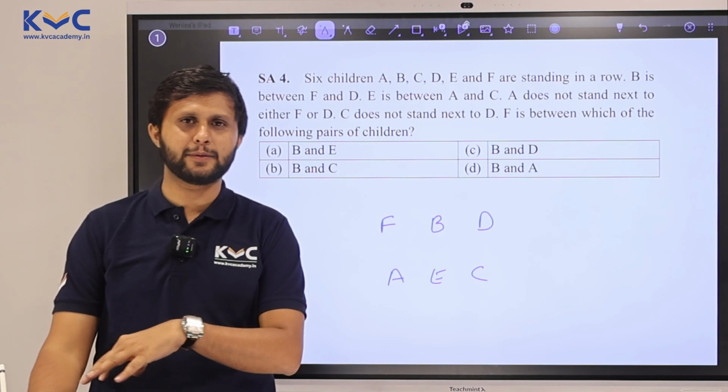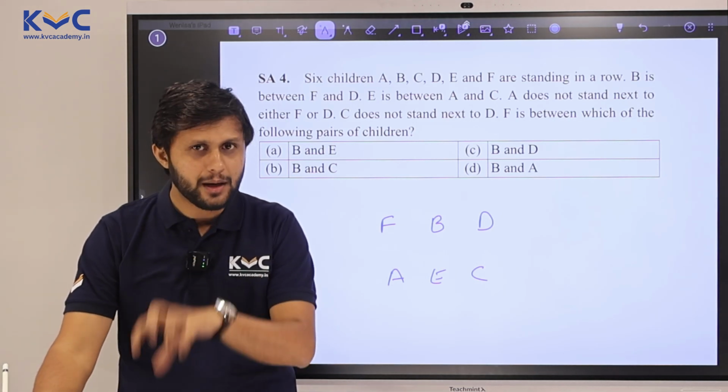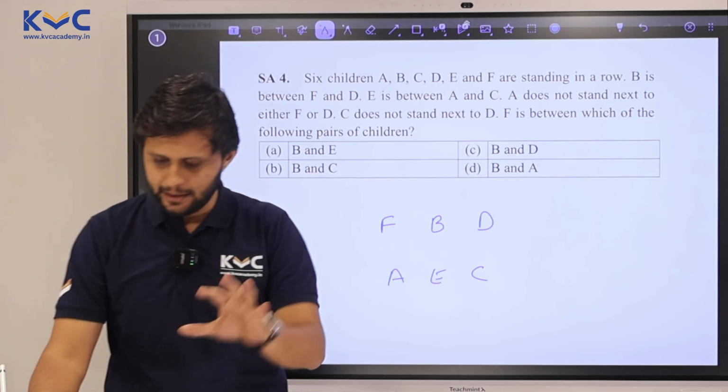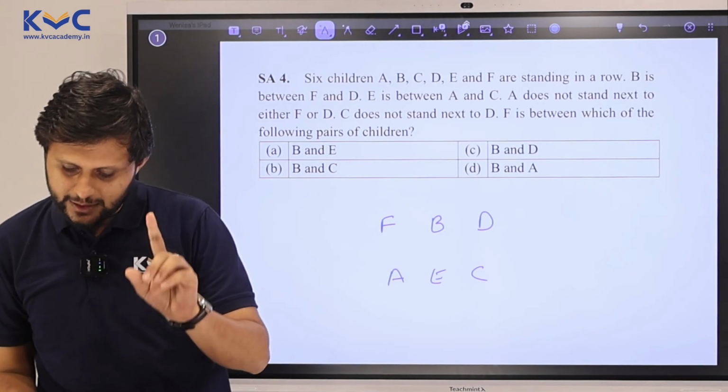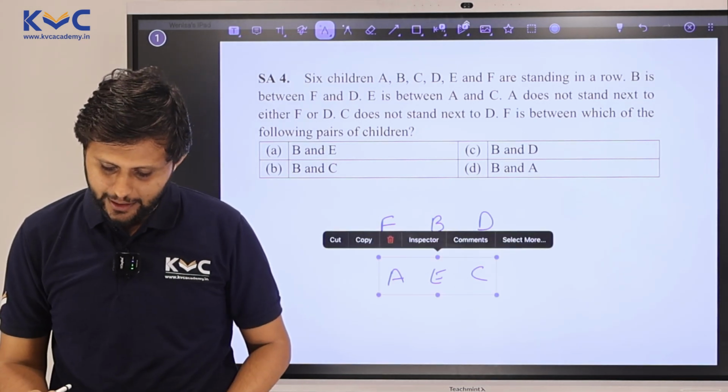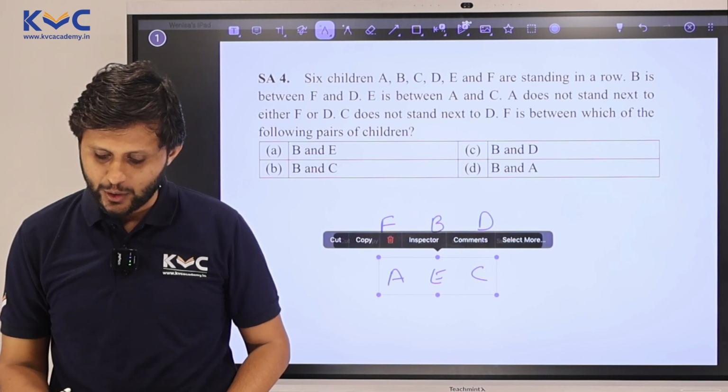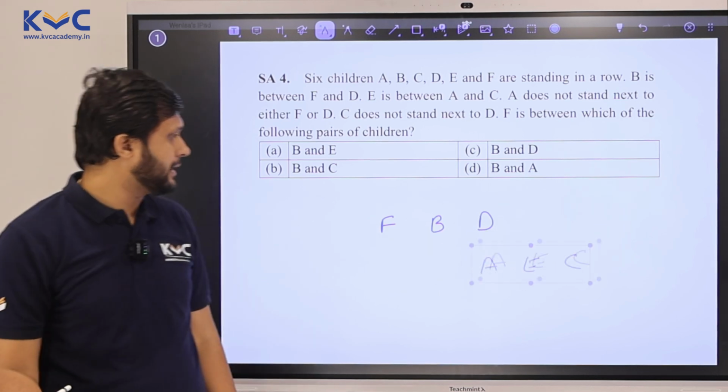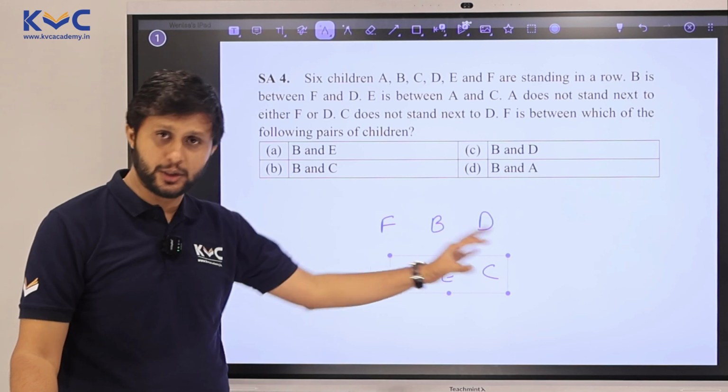Now they are saying E is between A and C. Let me just write it this way for the timing. I know they have to be in the same row, then I'll pull them somewhere. Fine. A does not stand next to F or D, so I cannot put A over here. See how I'm moving? So I said these three should come together, these three should come together.